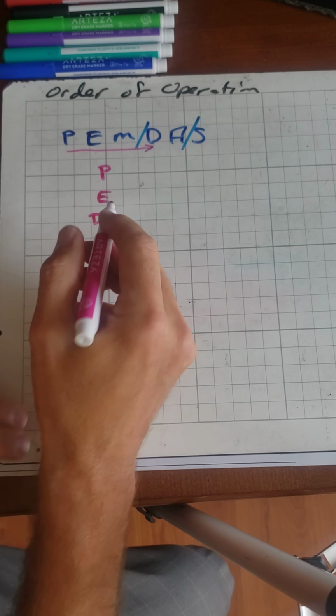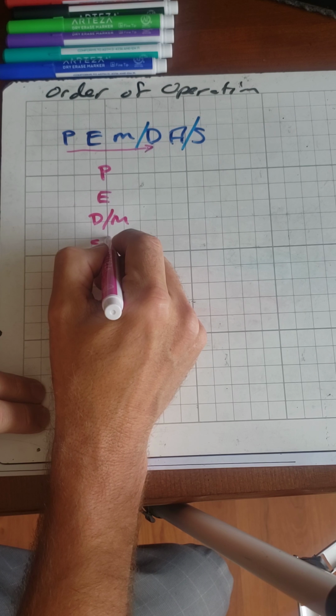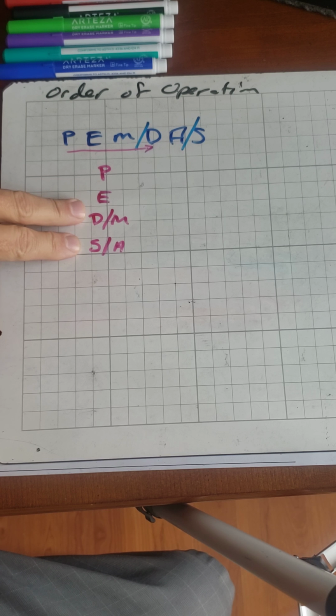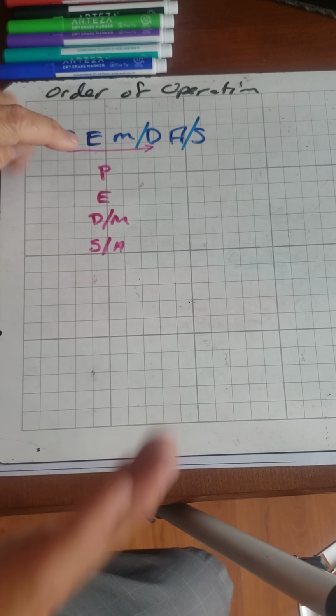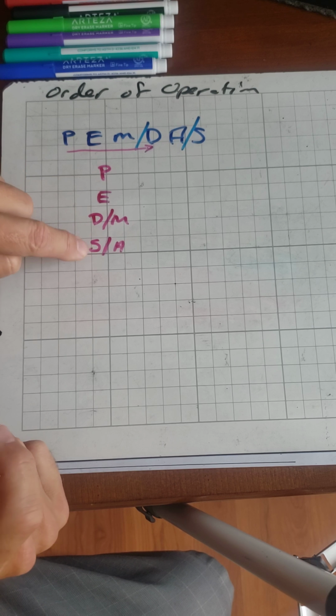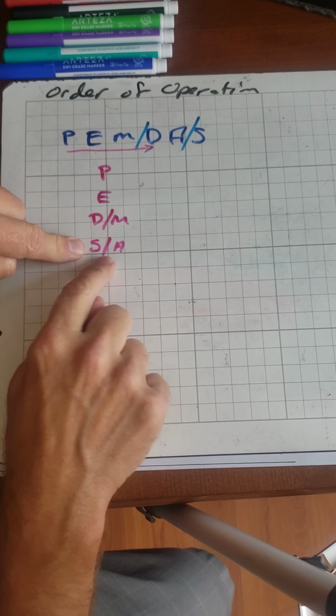And then I have them do it like this for the adding and subtracting. All right? And what that does is it reminds them that these are the same level. There's only 4 levels. There's only 4 orders of what you do. You do this one first, then you do that one second, then you do these 2 together at the same time, third, and the last thing you do are these 2.